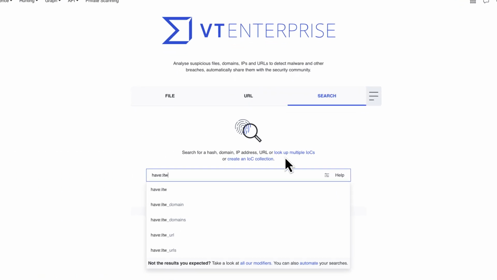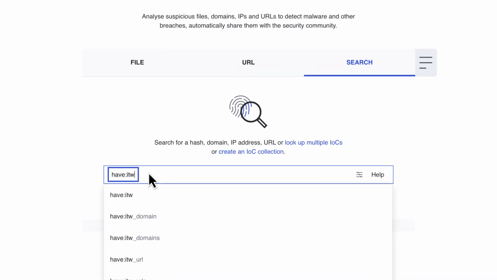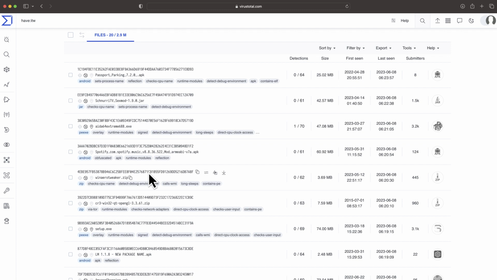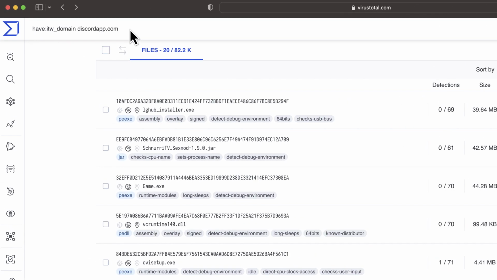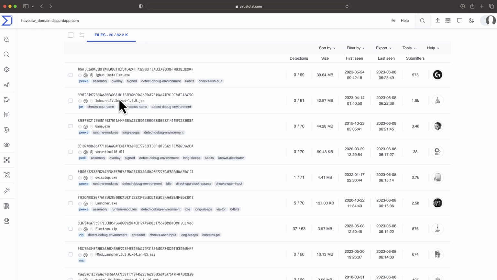The in the wild modifier makes it possible to find if samples were found being downloaded from any site. This also allows us to find if a sample was found distributed in the wild from a particular domain. For example, this query finds samples distributed from discordapp.com.